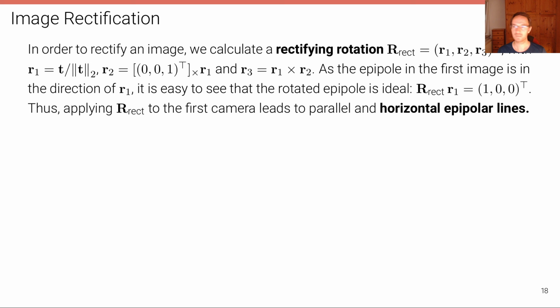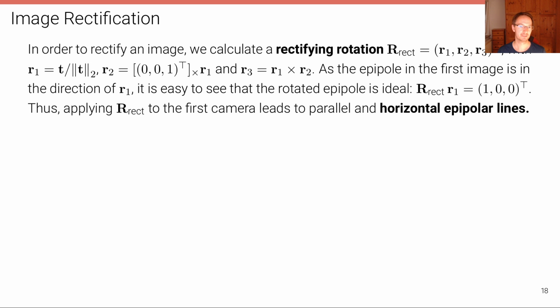R1 is simply pointing in the direction of the translation vector, but of course the magnitude of this translation vector must be equal to 1, so we have to normalize it to obtain a proper unit vector. And then R2 is the cross product of the z coordinate vector of the original camera coordinate system with the first vector that we have computed, in order to compute the y coordinate of that camera coordinate system. And then the third coordinate, the z coordinate of this new camera coordinate system, must be the cross product between the first two, because otherwise it wouldn't be perpendicular.